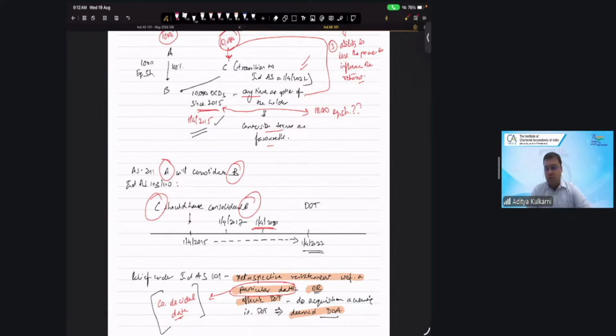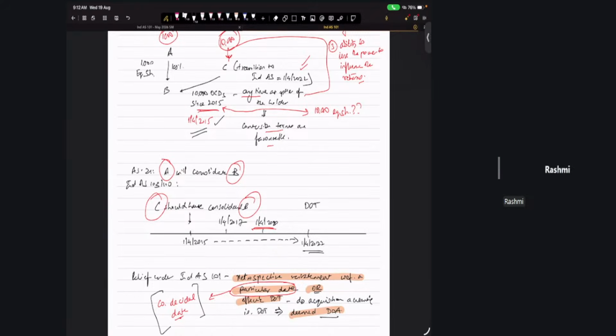Does it simplify your work if I take the deemed date of acquisition as date of transition? Yes. You have to do consolidation only for 2 years. Yes, only for 2 years. Is it okay? Have you understood?